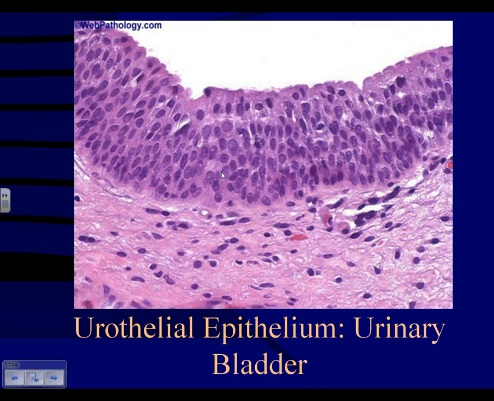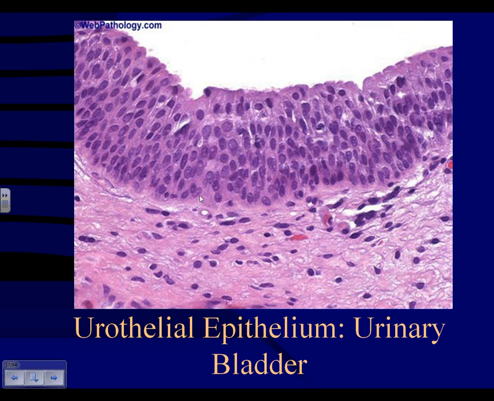And the transitional name sort of refers to the fact that it's kind of squamous and it's kind of cuboidal, depending on when you look at it. And if the bladder is very distended and you take a biopsy, it's going to look very stretched out. And if you take a biopsy when the bladder is kind of squished down and empty, that epithelium is going to look a little bit different, and it just has to do with the distensibility of the bladder.